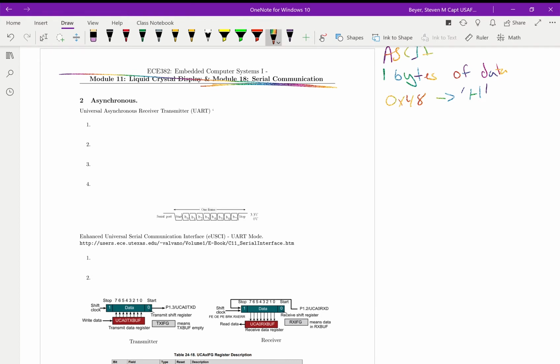So how do I know, sorry, not a bunch of bytes, a bunch of bits of information. How do I know when a packet or a frame, one frame starts and begins? So key thing, first thing, we have to have the same baud rate.